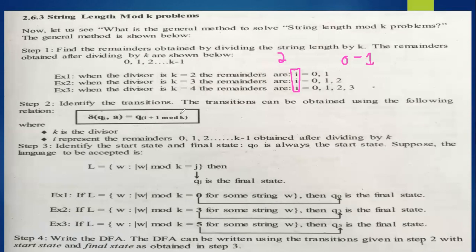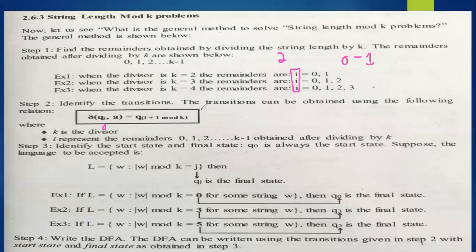Whatever remainder you get from this function will be the return value for q. That means if you are dealing with state 0, if I substitute i as 0, then q naught on receiving a goes to q of (0 plus 1) mod k. Consider k equal to 2, then 0 plus 1 is 1, and 1 mod 2 is 1. So this states that if q naught receives a, it changes its state from q naught to q1.